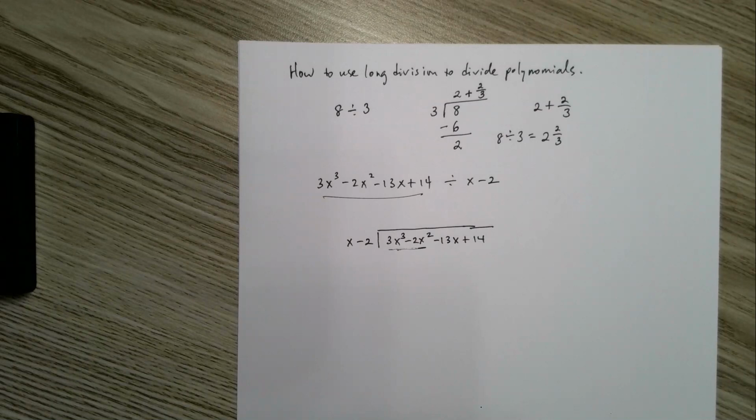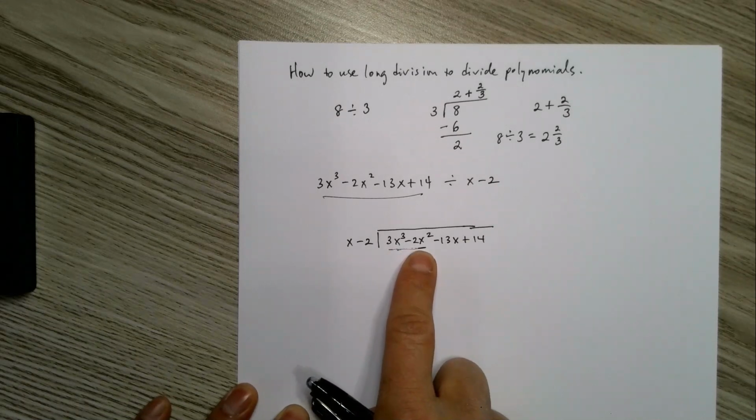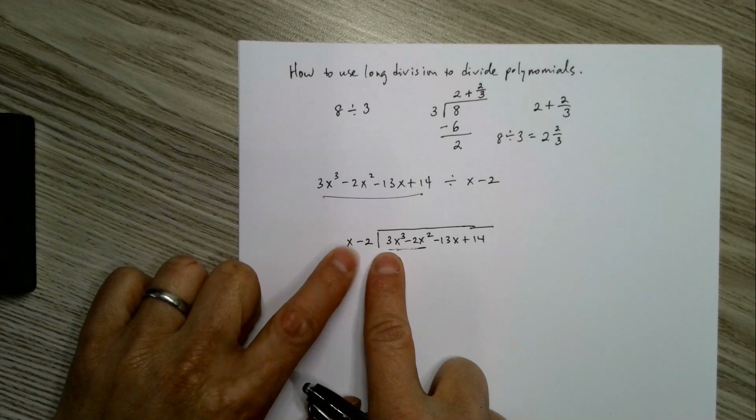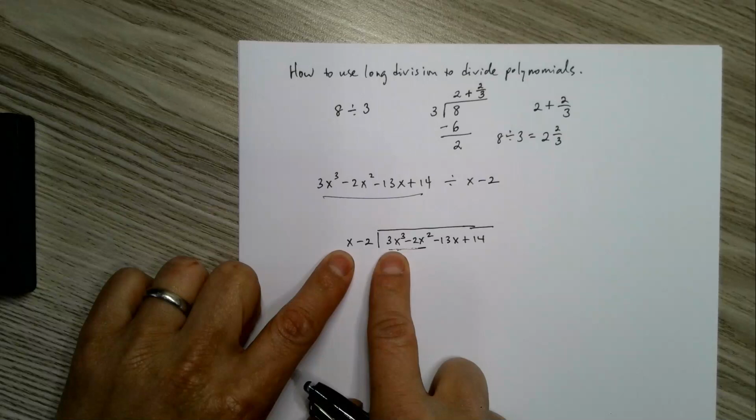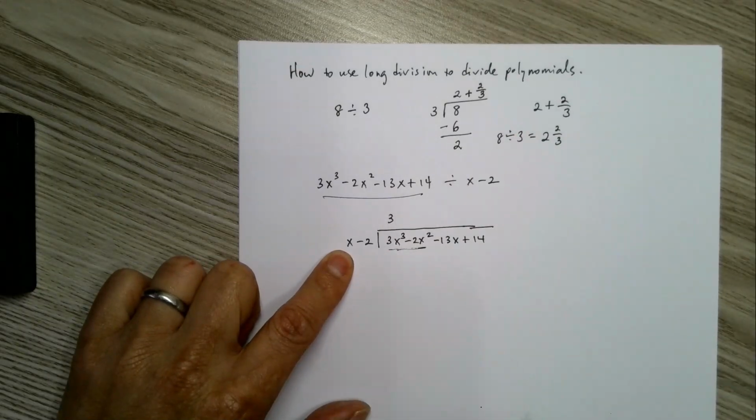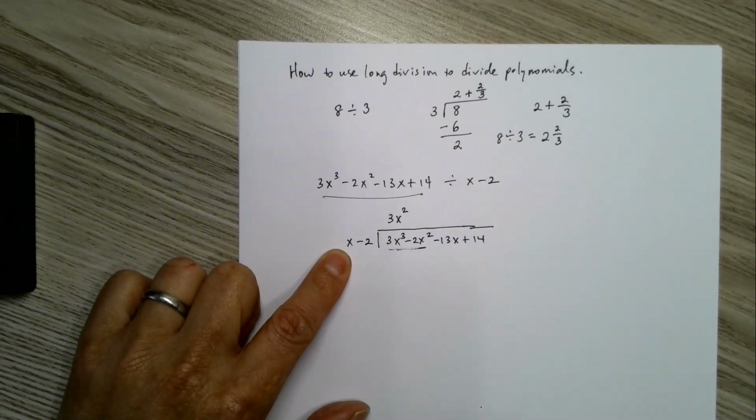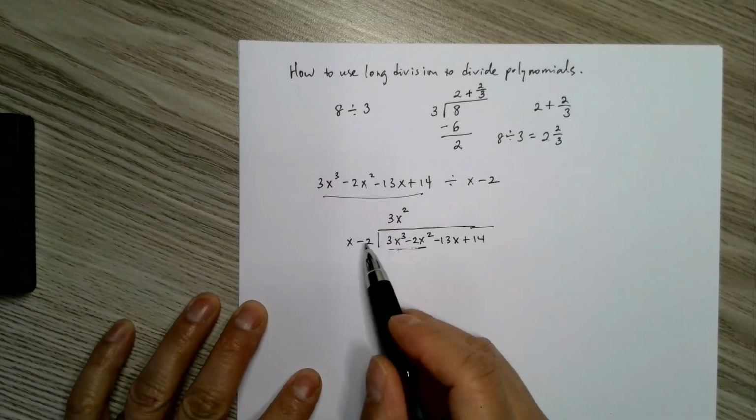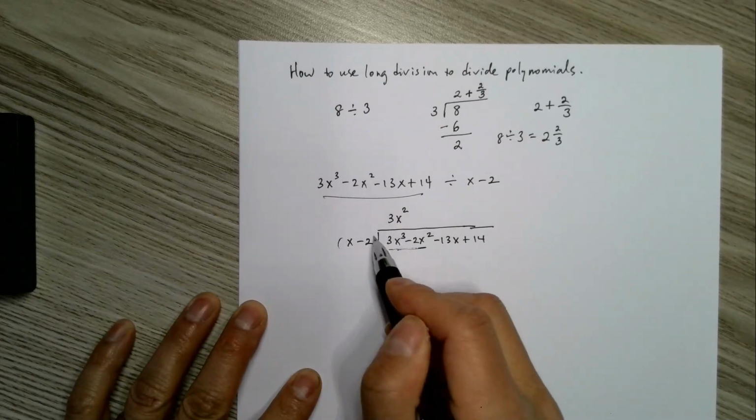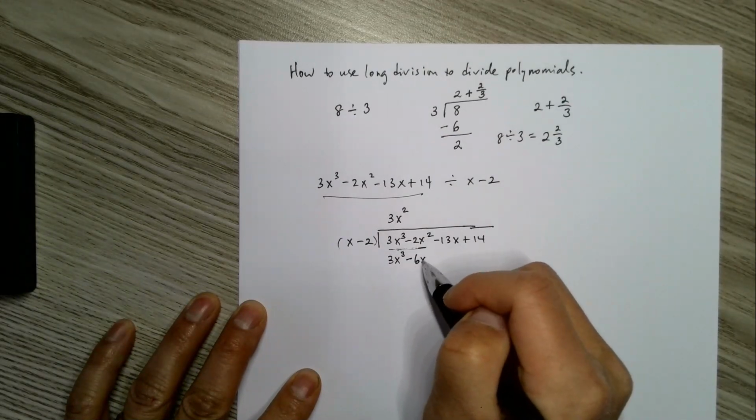What times x minus 2 gets me as close to 3x to the third minus 2x squared as possible? So I'm going to focus on the x, the first term in the divisor, and the 3x cubed, the first term in the dividend. And I can get exactly 3x cubed if I multiply the x by 3x squared. So that's what I'm going to do. 3x squared times this entire binomial, x minus 2, gives me 3x cubed minus 6x squared.